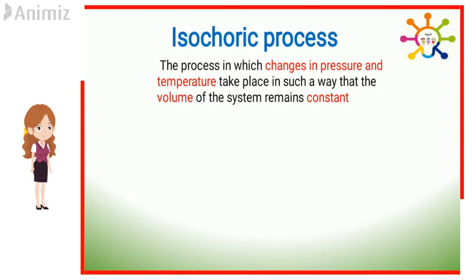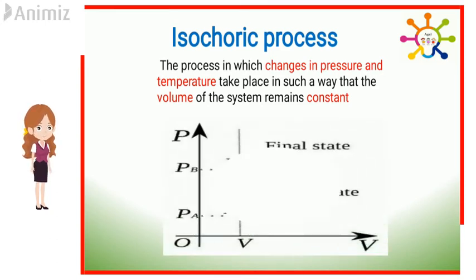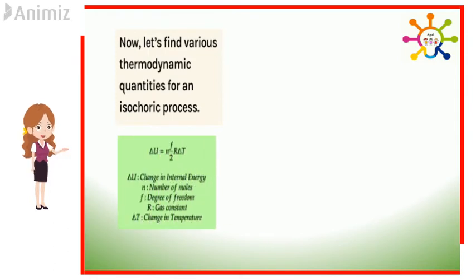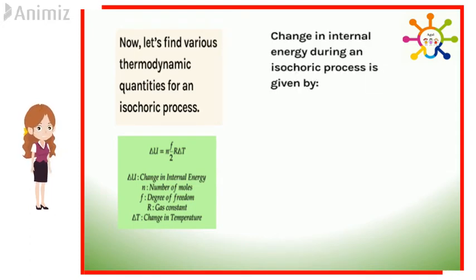Isochoric process. The process in which change in pressure and temperature takes place in such a way that the volume of a system remains constant. This is the PV graph for isochoric process. So now let's find various thermodynamic quantities for isochoric process. Del U equal to n into f by 2 R into del T, where del U is the change in internal energy, n is the number of moles, f is the degree of freedom, R is a gas constant and del T is the change in temperature.